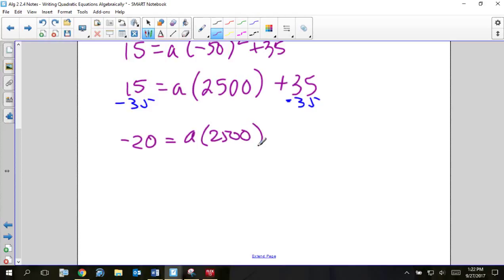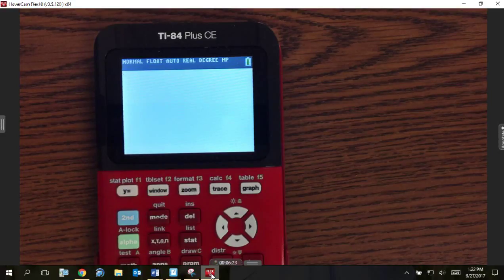Since it's being multiplied by 2,500, we will divide both sides by 2,500. We are going to use our calculator because, yes, it's a large number. So I'm going to type in negative 20 divided by 2,500.